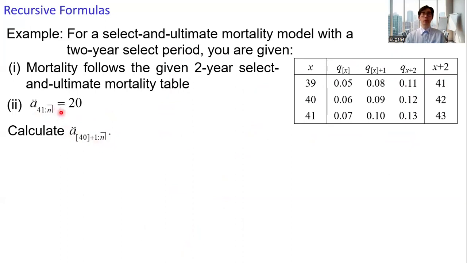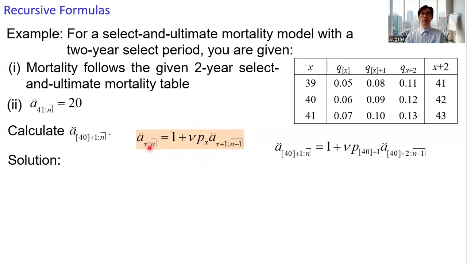Link up the two quantities here. Using the recursive formula, with select age 40 plus 1, we get this recursive formula. And then because this is the model with 2-year select period, at age 42, this already corresponds to the ultimate table. So we can leave out the bracket. Bracket 40 plus 2 is simply age 42.